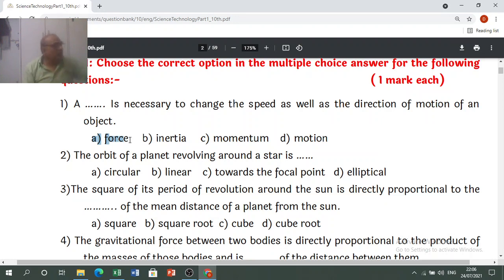Now, second one is the orbit of planet revolving around a star is. You know the Kepler's law of motion, first law of motion. The orbits of planet revolving around star is elliptical. That is, its option is D.